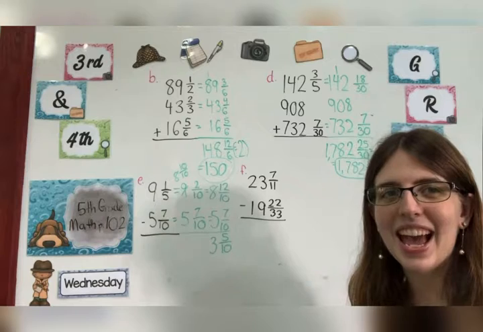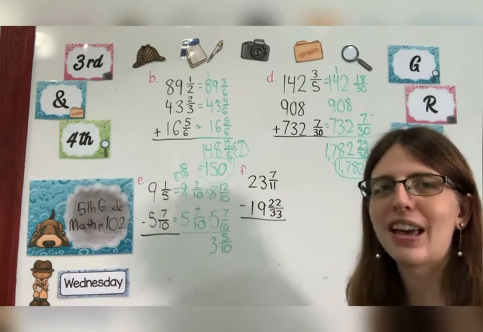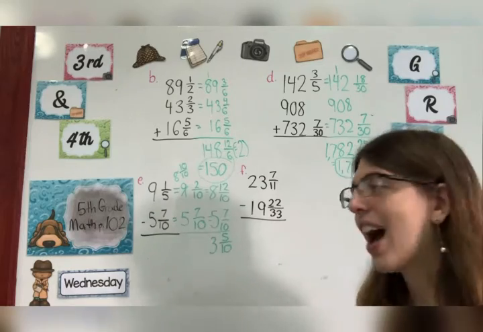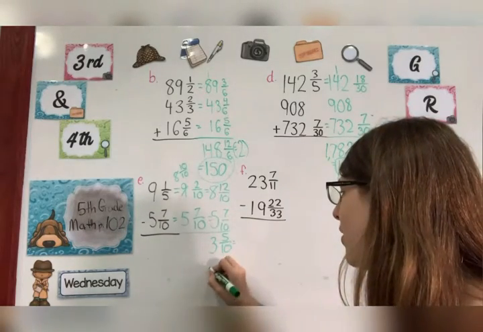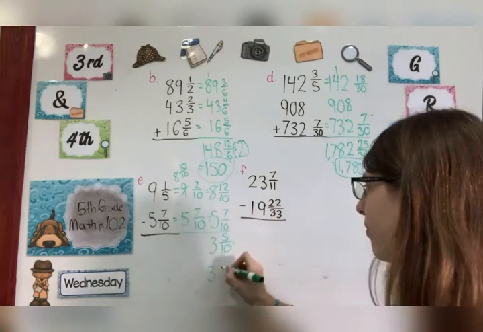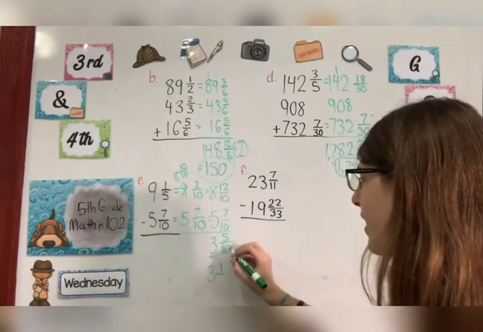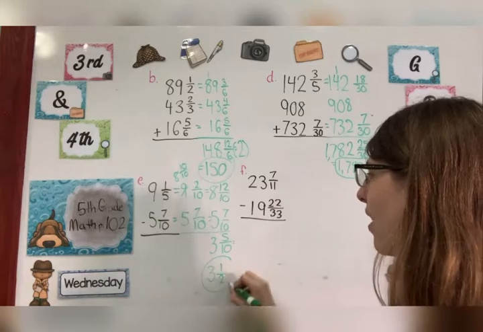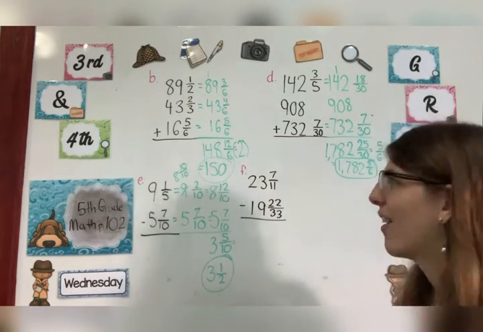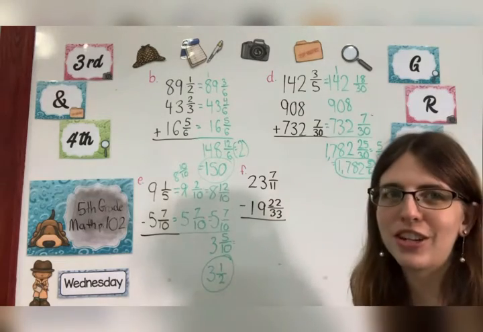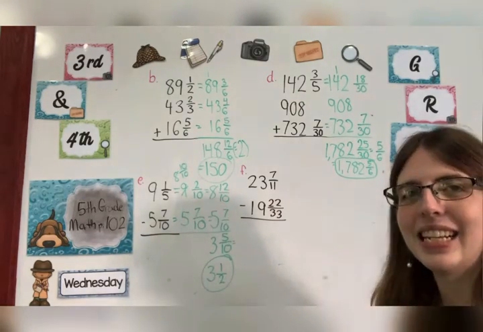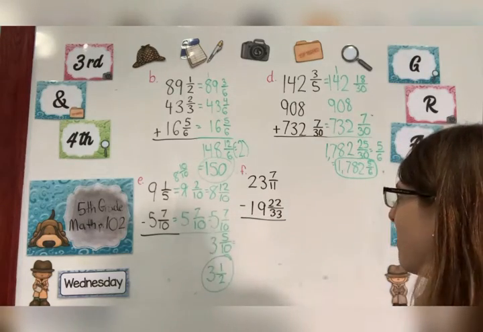Yes, I can. What's the greatest common factor of 5 and 10? 5. So this equals 5 divided by 5 is 1. 10 divided by 5 is 2. So 3 1/2 is your final answer. All right, let's do F, and then you're going to finish the page on your own. 23 7/11 minus 19 and 22 over 33.